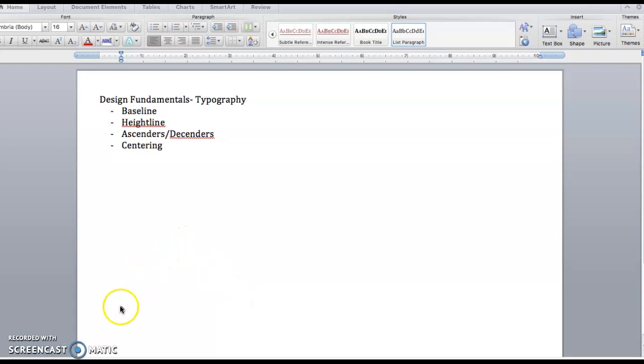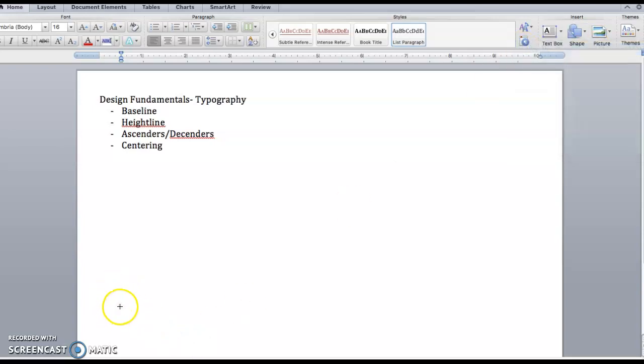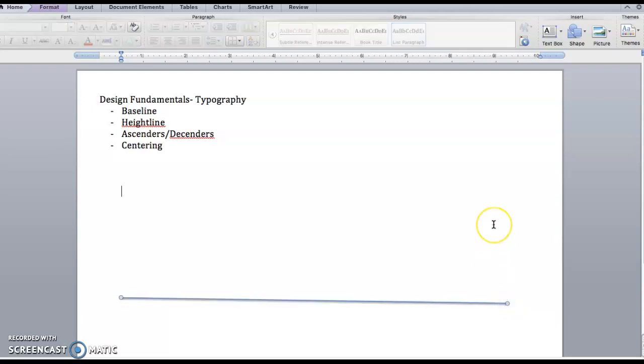So for the baseline, it just is what it sounds like. You're drawing a line, and in this case, since I'm just using Word, I'm going to grab a line and draw it here near the bottom, not completely on the bottom of my page. And remember, draw it with a light sketching line, because this kind of stuff helps us create a good design, but it will get erased after we finish that design.